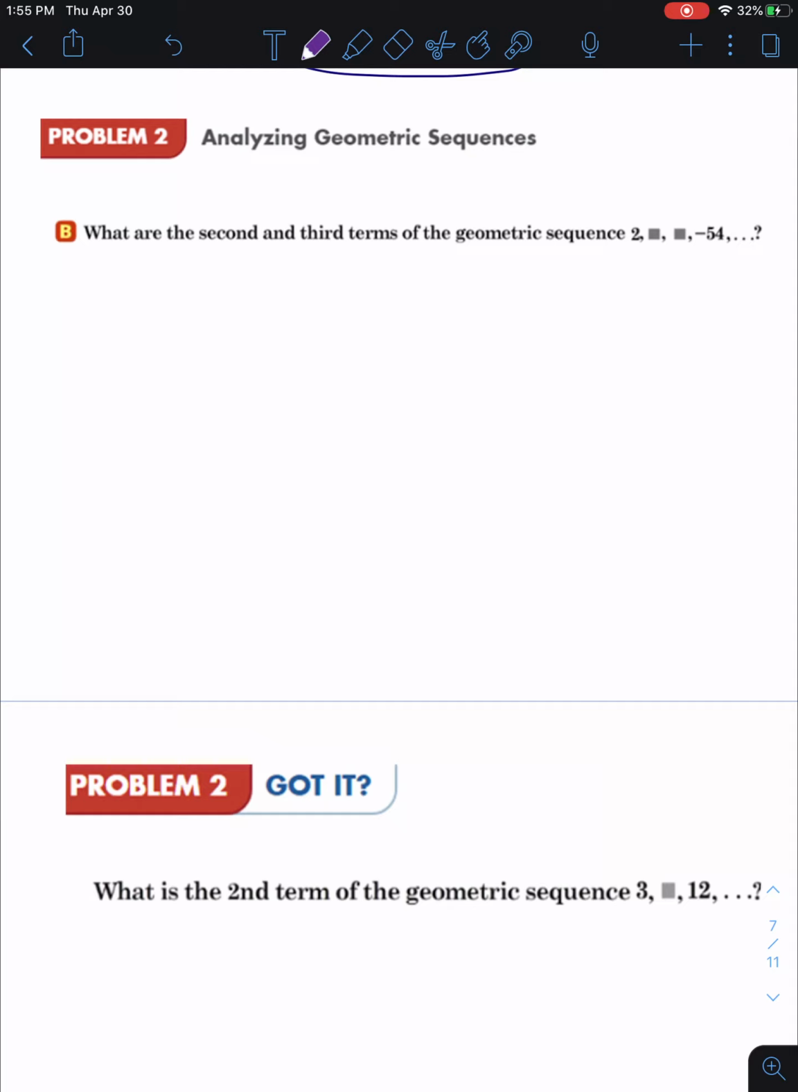Kind of like when you had the same common difference with an arithmetic sequence. Add something to the first term to get the second term, or take the second term minus the first term, third term minus the second term, and so on. So we're going to take a look at a geometric sequence.